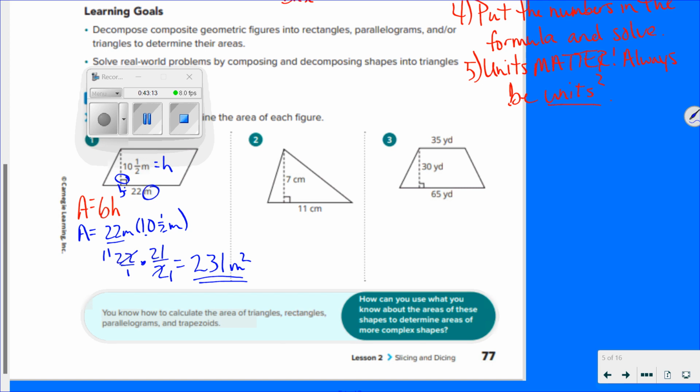Okay, what is number 2? What's that shape? Triangle. Then I write my base formula: area equals 1/2 the base times the height. I find my magic square. So what's my base?